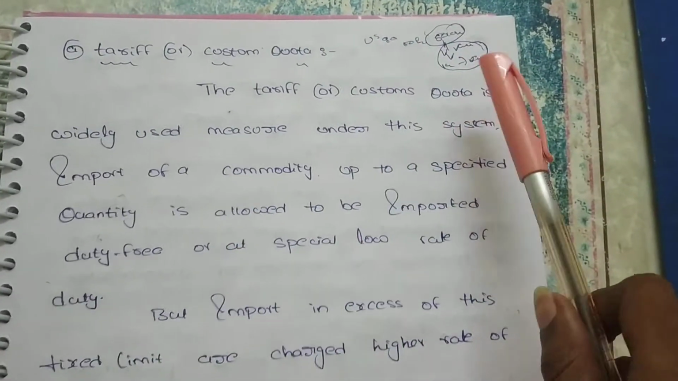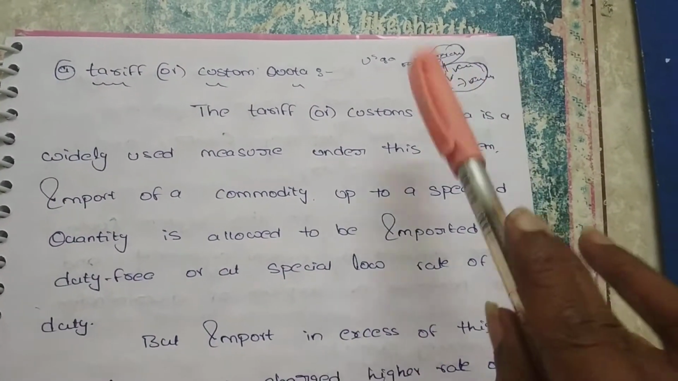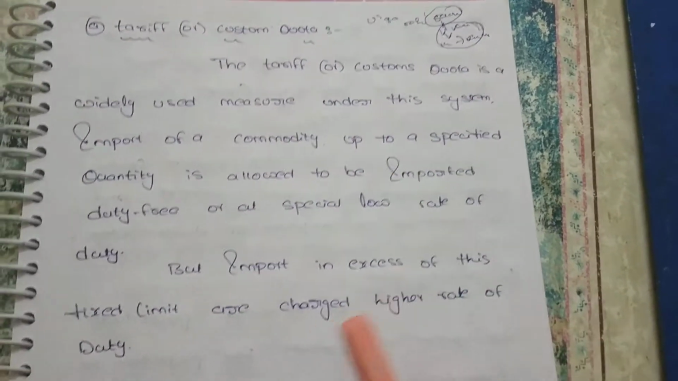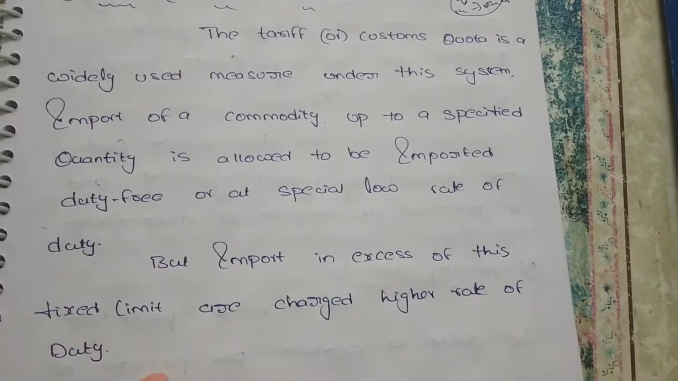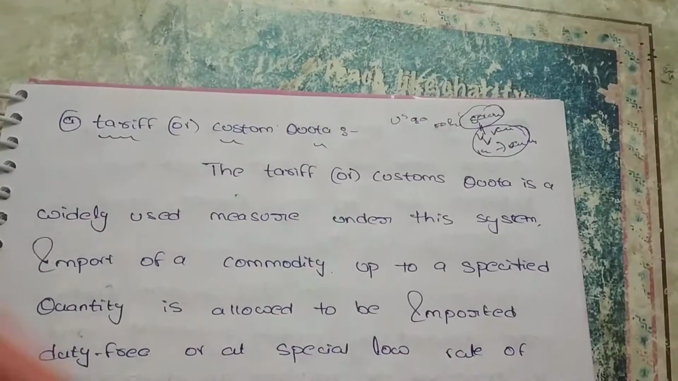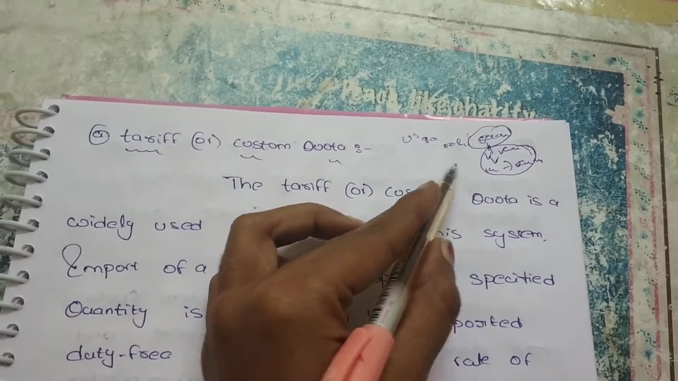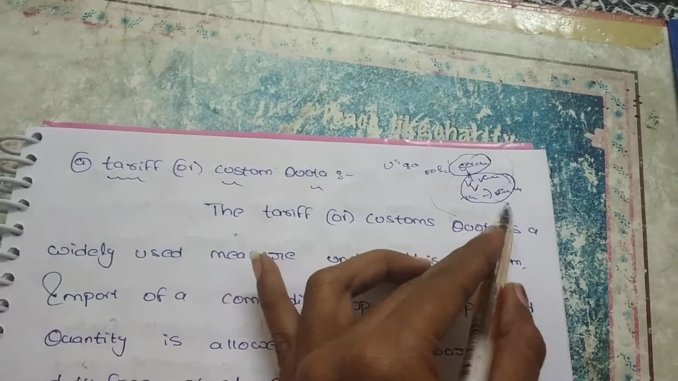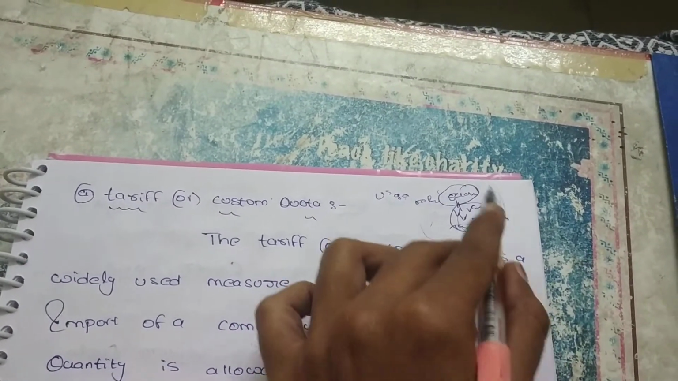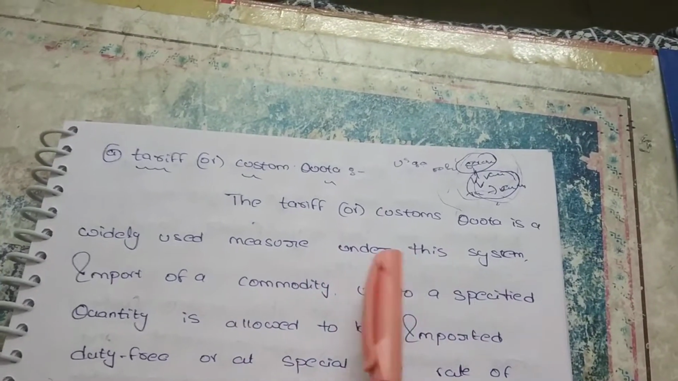So the country thinks that we have to import only up to 50 kgs of gold. So there is a restriction. It is a very important term. But imports in excess of this fixed limit are charged a high rate of duty. So every country has to import only up to 50 kgs of gold. If even 1 extra unit is imported, we have to pay a very high rate of tax on the whole. For that reason, the country imports only up to the limit. So in this case, we can control our imports.